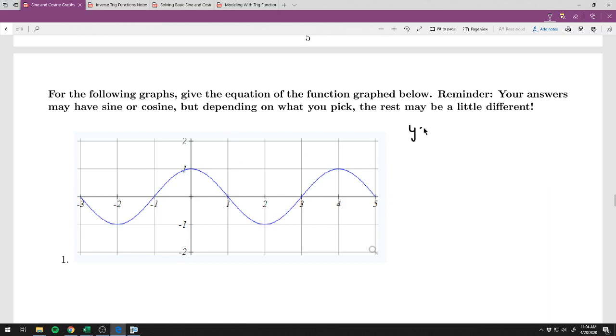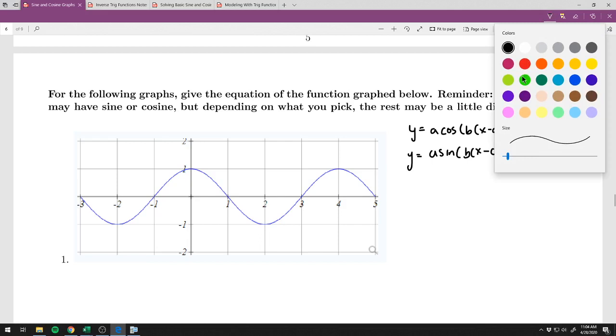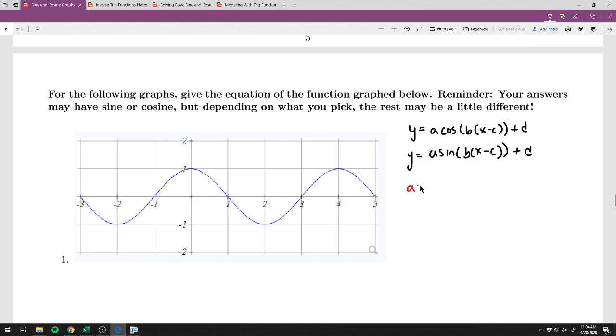And I'll remind you of the formulas. We got y equals a cosine of b times x minus c plus d. And same thing for sine, right? The formulas, what you really want to remember, they're exactly the same. All the letters mean the same thing. What your goal is to start is to tell me, what is A, D, and B? All these are the same no matter what. These are going to be the same for everyone.